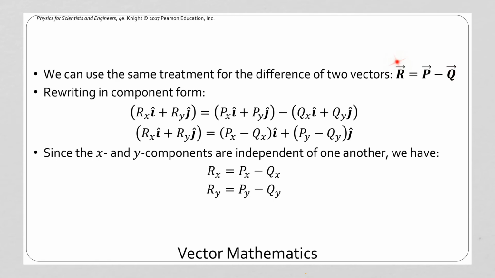If we are subtracting two vectors, it's the exact same thing as before, right? We're going to imagine each one of these vectors has x and y components, and we'll group the x components together with the i hats. We'll group the y components together with the j hats, and then at the end of the day, the x and y components of the resultant are the difference of the x and y components, respectively, of the input vectors.